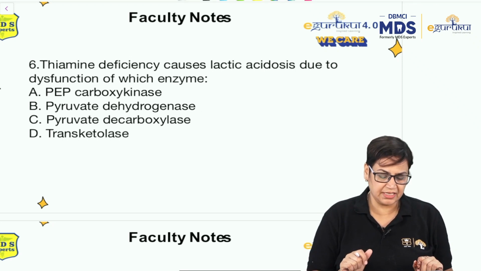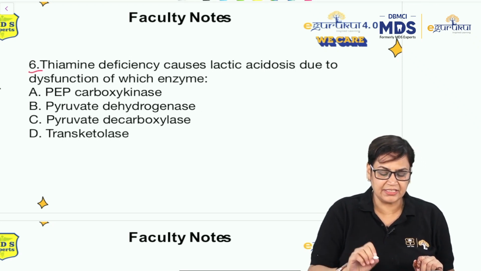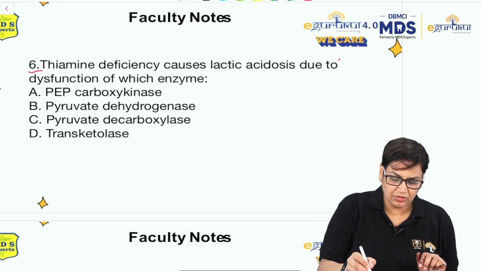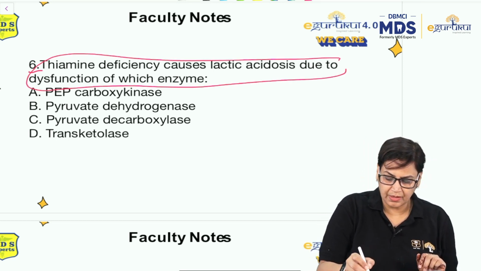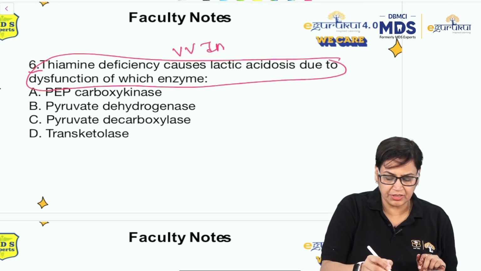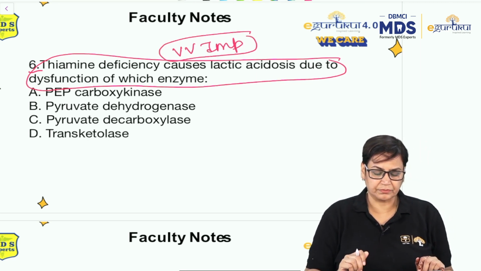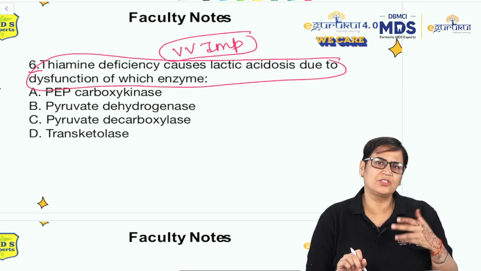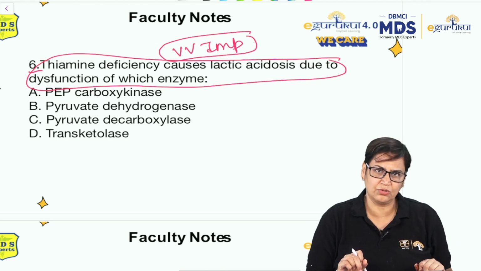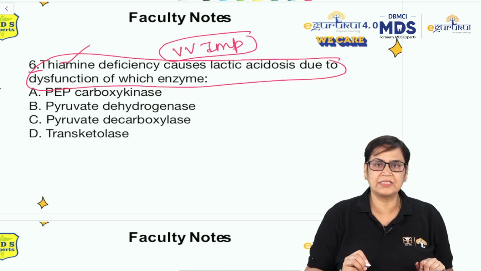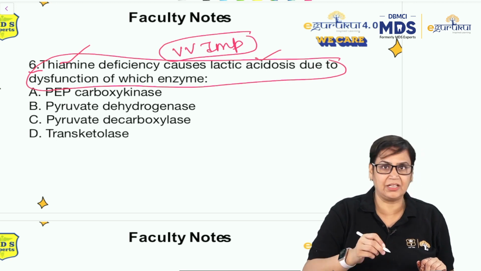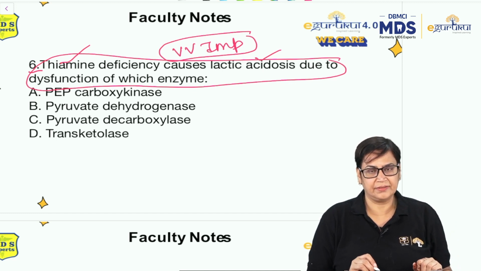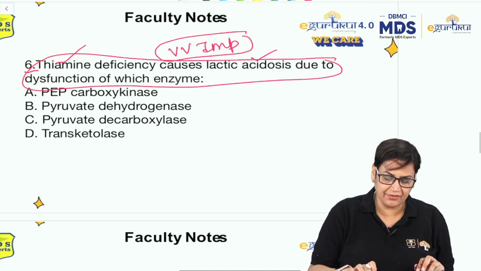Thiamine deficiency causes lactic acidosis due to the dysfunction of which enzyme? Now see, this is a very, very important question. Why is it important? Because this can be asked in so many other different ways also. What is the significance of this thiamine? What is lactic acidosis? These are the important uses of this. Now see, we'll take each and everything one by one.